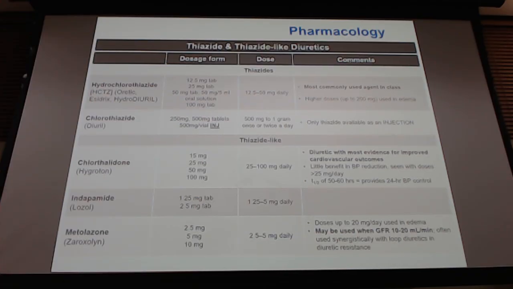And then we have the thiazide-like, so we have chlorthalidone, which is the diuretic with most evidence for improved cardiovascular outcomes. There is little benefit in blood pressure reduction. And then the half-life of 50 to 60 hours provides 24-hour blood pressure control. We also have indapamide, which is Lozol, number 1 in the class. And we have metolazone, like I said before, it can be used in patients with GFR of 10 to 20 milliliters per minute.